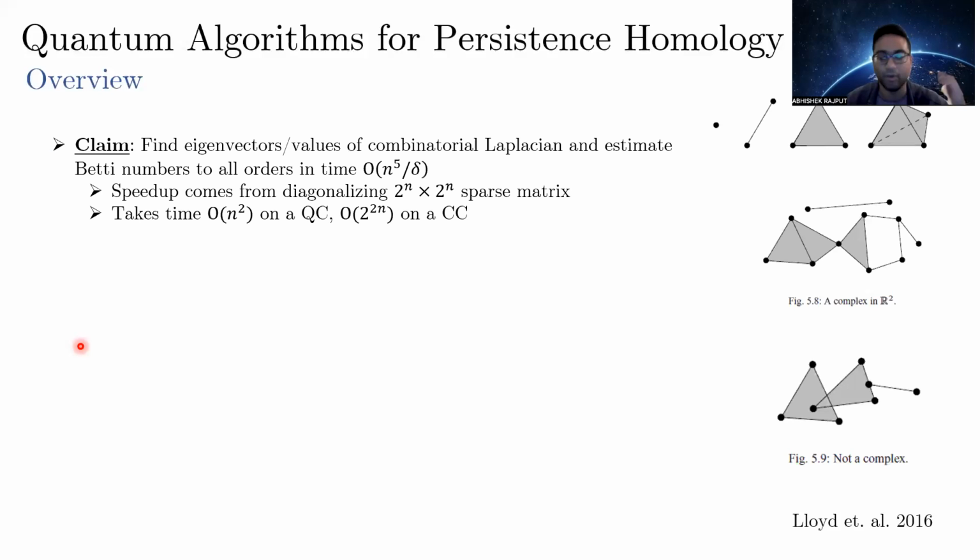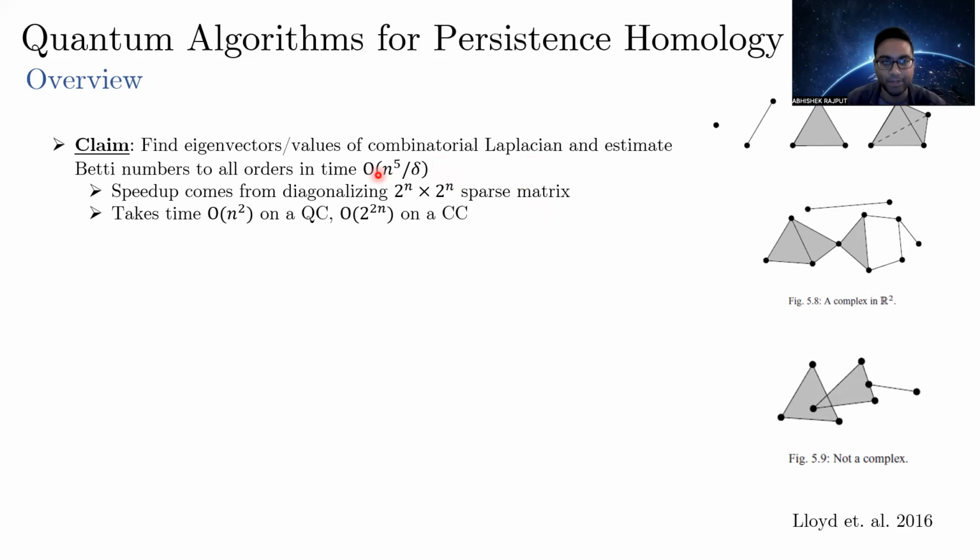First of all, the claim is that he could find the eigenvectors and eigenvalues of what's called the combinatorial Laplacian, which I'll talk about in a minute. The idea is that you can use the eigenvectors and eigenvalues of this matrix to determine the Betti numbers of your simplicial complexes. And he claimed to be able to estimate all the Betti numbers of your simplicial complexes in time n squared over delta. N is the number of data points in your data set, and delta is the multiplicative accuracy to which you want to determine the Betti numbers.